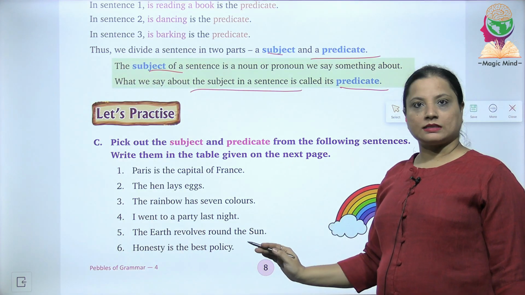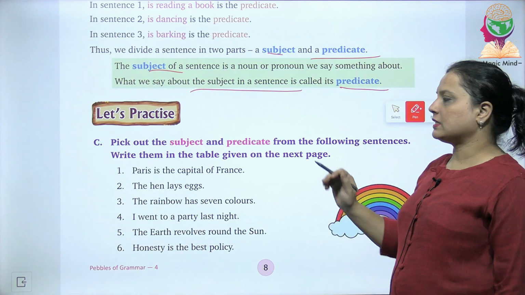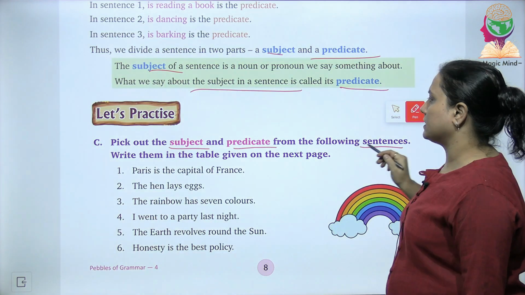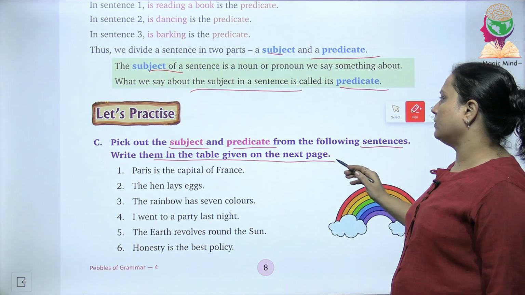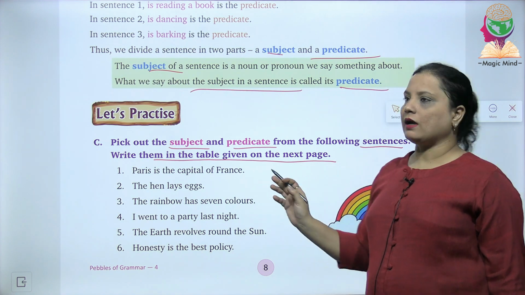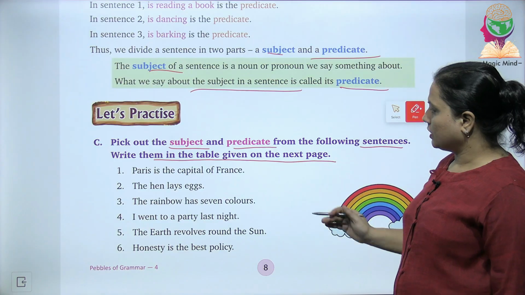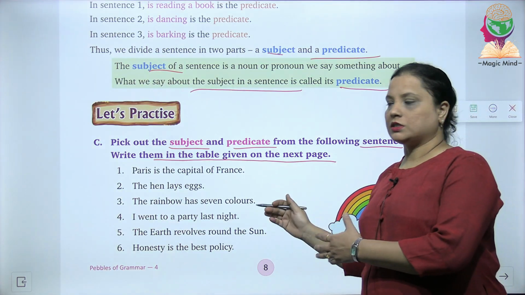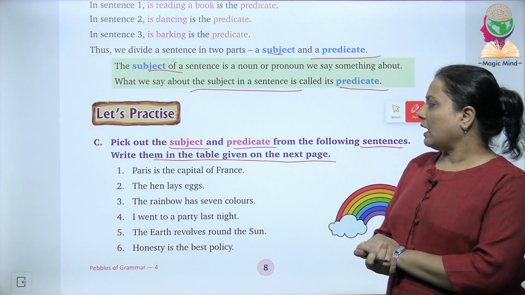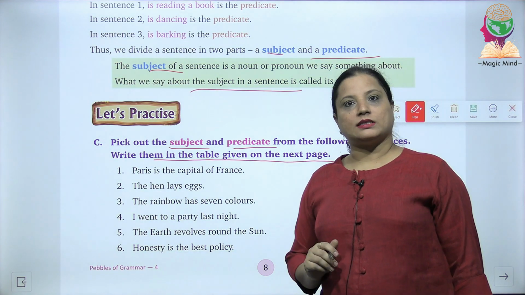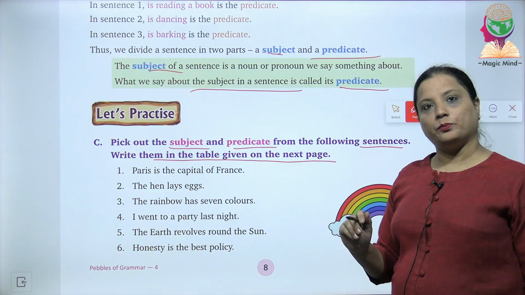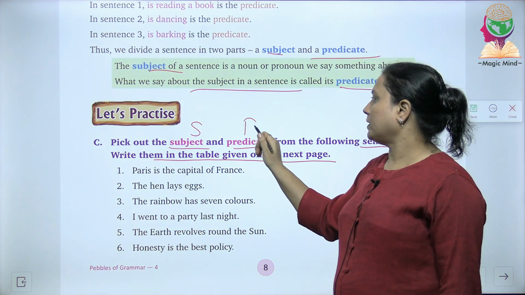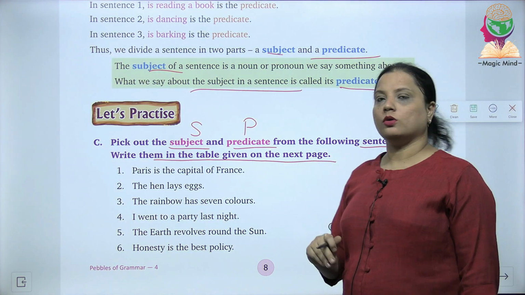Now they have given an exercise. Let's practice. The C part is pick out the subject and predicate from the following sentences. Write them in the table given below on the next page. So we have to write these on the next page. Rather than writing on the next page, I am marking over here. You can see on this blackboard, and I'll mark S for the part subject and underline the part predicate. I will write S for the subject and P for predicate. You can fill the table on your own.